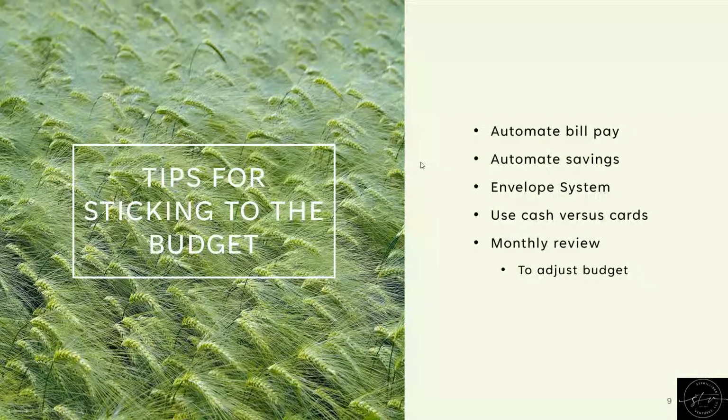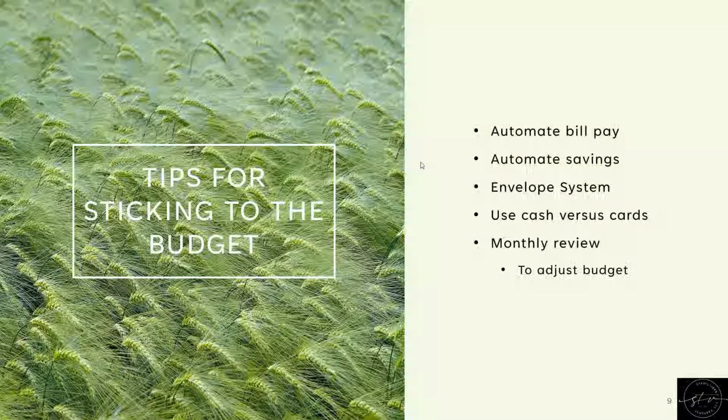Some tips to help stick with the budget. So automate the bills, automate the savings, using the envelope system. So as far as the envelope system goes, we use a small accordion file that's big enough to slip cash down in for those expenses that you're not paying out on a day-to-day or month-to-month basis. It's more like you're paying them every six months or a year.